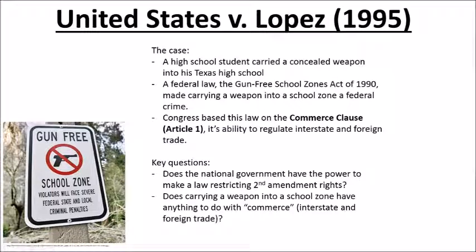All right, the next case we're going to look at is United States versus Lopez, which was 1995, so a little more recent, a lot more recent actually. So the main details of the case: there was a 12th grade high school student, Alfonso Lopez, who carried a concealed weapon into his San Antonio, Texas high school.